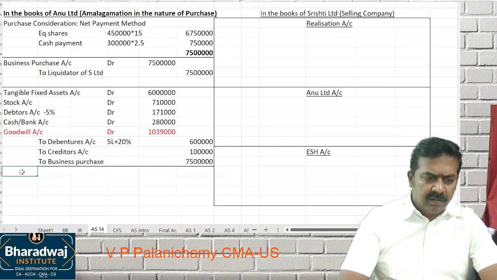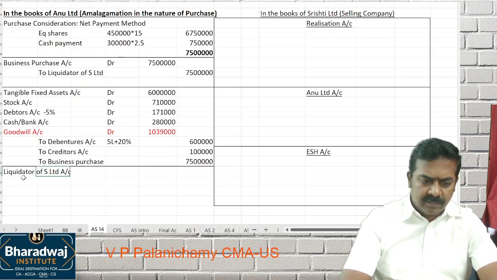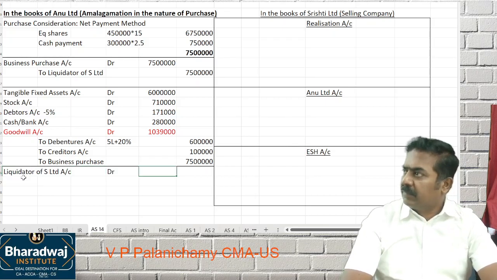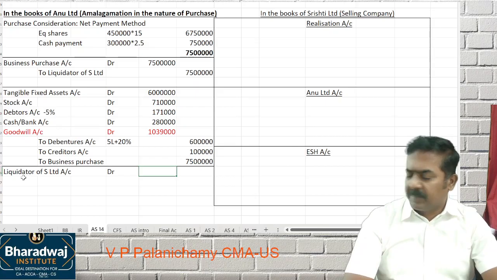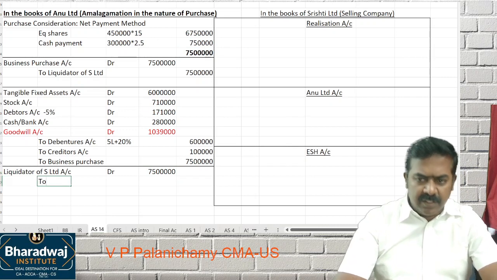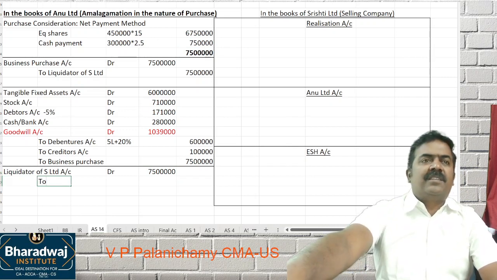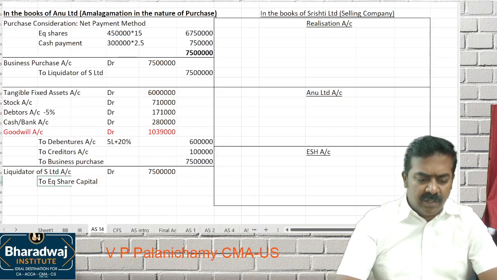Then we are settling the purchase consideration. What entry will you pass? Liquidator of selling company account debit. How much? 75 lakhs you have to pay. To equity share capital, hand it out to me. To equity share capital, face value only will be recorded.